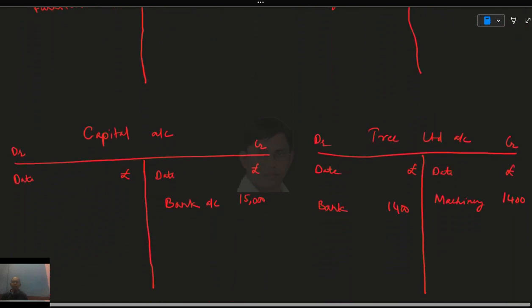Capital was introduced. 15,000 was received from the proprietor or owner, the owner's equity. We bought on credit from Trees Limited and we discharged it. We paid off the liability, so it has come down. So this is what we have to write down in the ledger accounts.